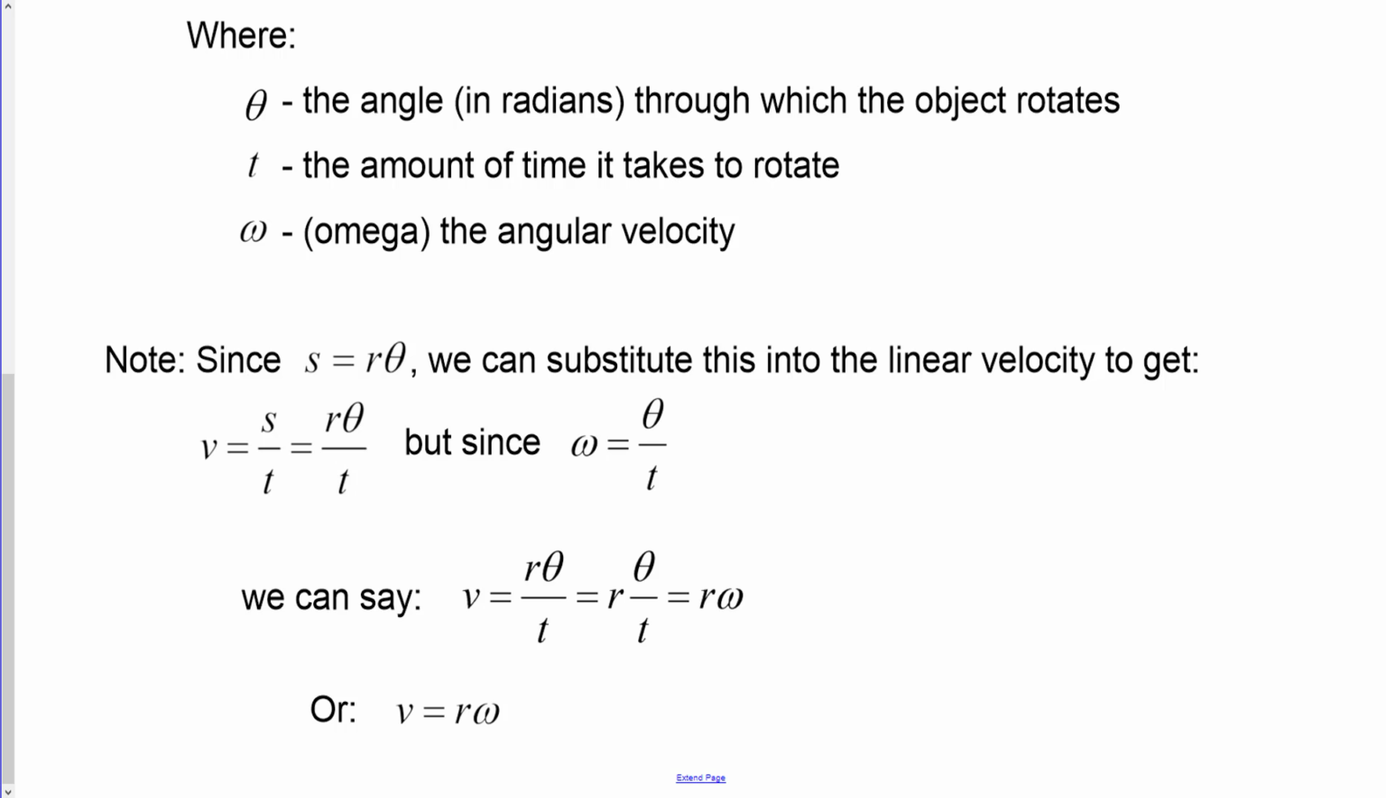This happens a lot in physics, where you have a couple of different formulas that are related, but you can combine them into other formulas that are, in some cases, more useful, which is what I've done here. So certainly the definitions for linear velocity and angular velocity are helpful, but this formula that represents the relationship between linear and angular velocity is what we end up using quite a bit more.